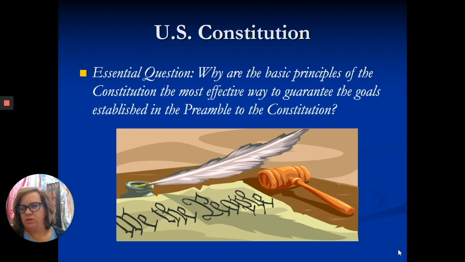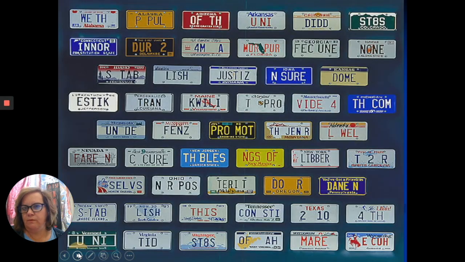So the essential question that we're going to tackle in this lesson has to do with those basic principles. It says, why are the basic principles of the Constitution the most effective way to guarantee the goals established in the preamble of the Constitution? So what the task is going to have you do is go through the PowerPoint, and each slide of the PowerPoint will have something to do with one of the principles.